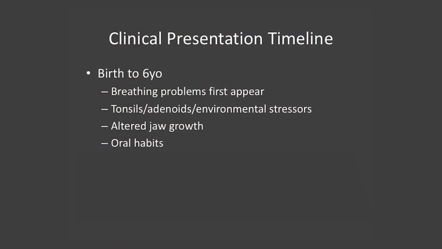So the clinical presentation timeline, I'll go through this quickly. From birth to age 6, that's when these breathing problems first appear. Dr. McClay mentioned that tonsils and adenoids are getting bigger. It's affecting their breathing, just like those monkeys that got the silicone jammed in their nose. These kids are starting to develop differently. You're going to start to see signs with the teeth. Because of the growth of the tonsils and adenoids, it's going to alter the growth of their jaws permanently if you don't intervene.